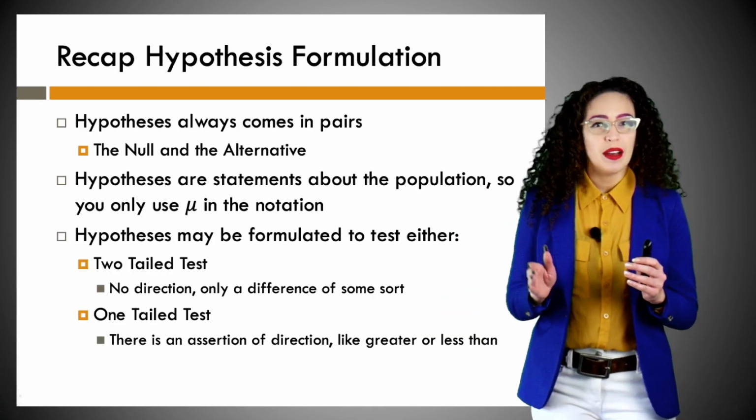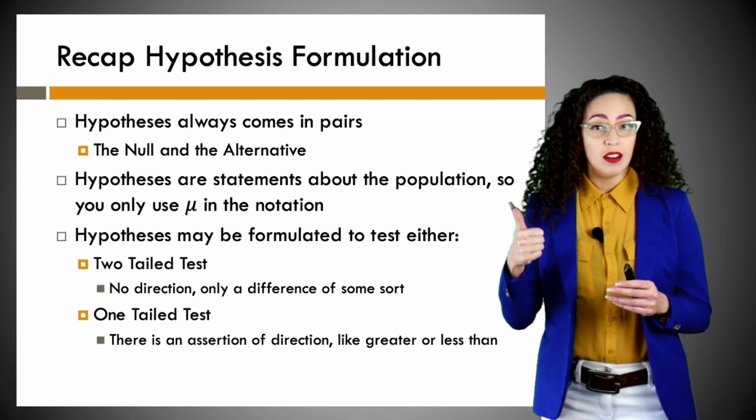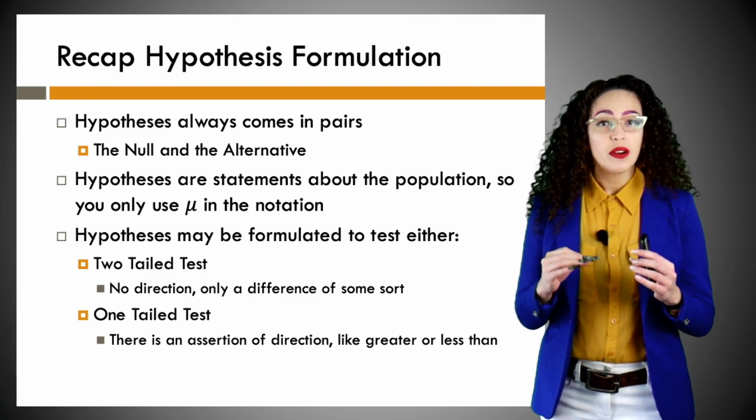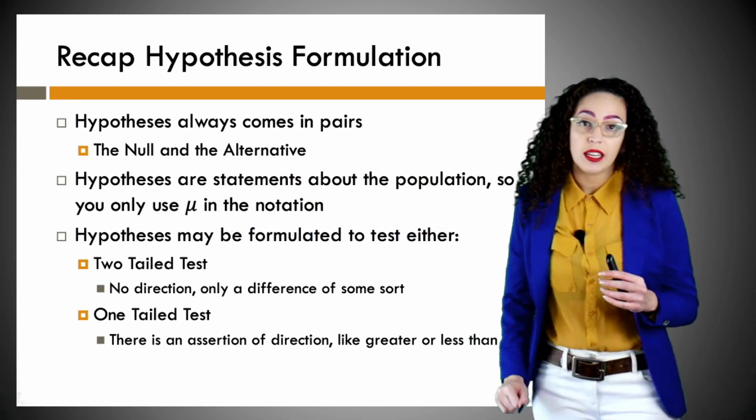So a quick recap on hypothesis formulation. Hypotheses always come in pairs. We have the null and alternative. The statements that you make with a hypothesis are always about the population, and as such, we only ever use mu and never x bar.